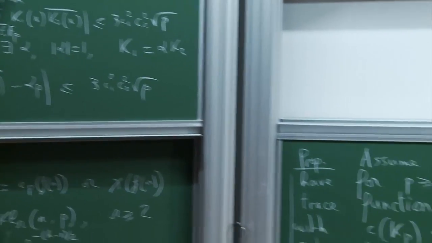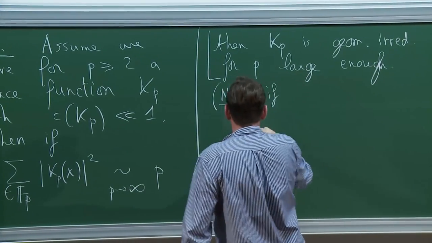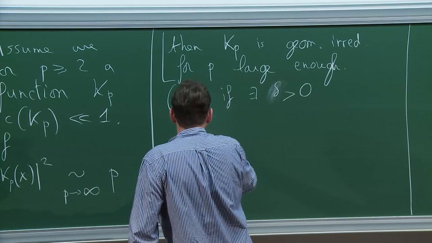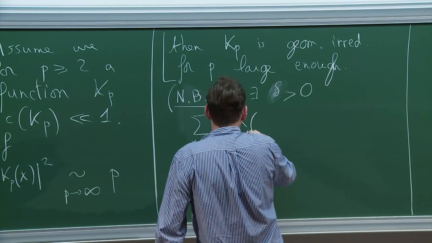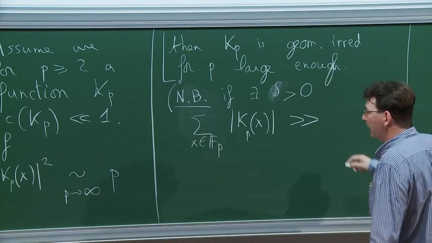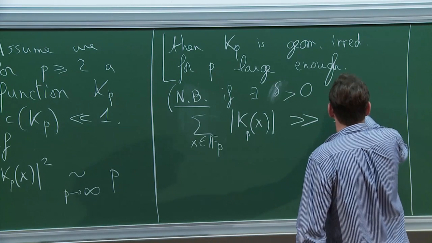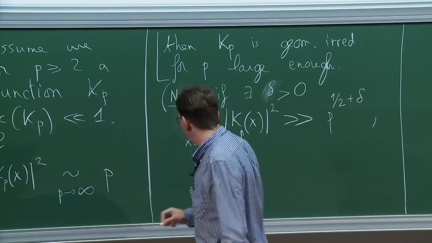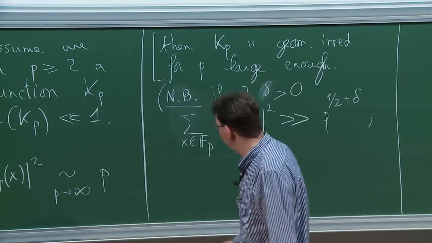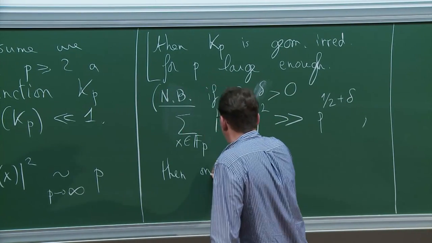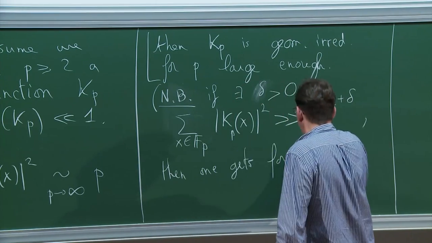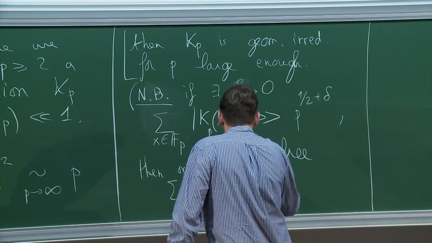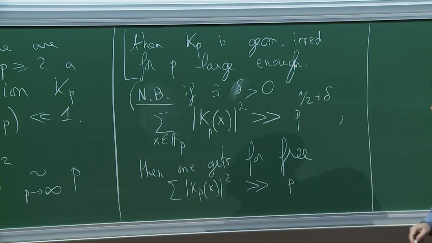And one component of this information is that if you can find some exponent delta positive, independent of p, such that this L2 norm squared is at least p to the 1/2 plus delta, then in fact it will have to be at least of size p. It won't tell you that it's equivalent to p because it could be more than one, but at least you would get that. Then one gets for free that the sum is at least p with these conditions.